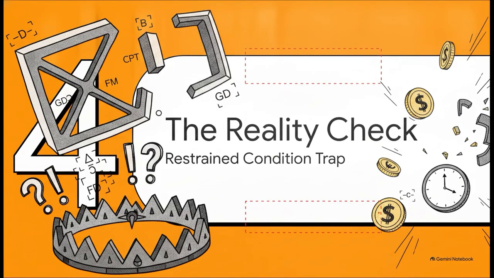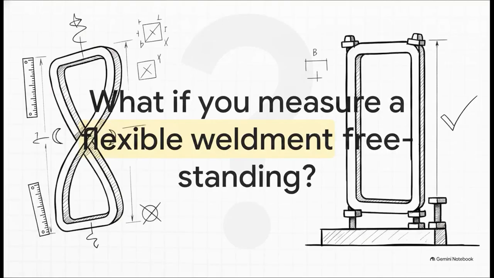This brings us to Section 4, the reality check, and what we call the restrained condition trap. Now, we are talking about the absolute biggest mistake inspectors make on the shop floor, a trap that costs manufacturing companies massive amounts of time and money every single year. If you measure a flexible weldment freestanding, you can easily reject a perfectly good part.